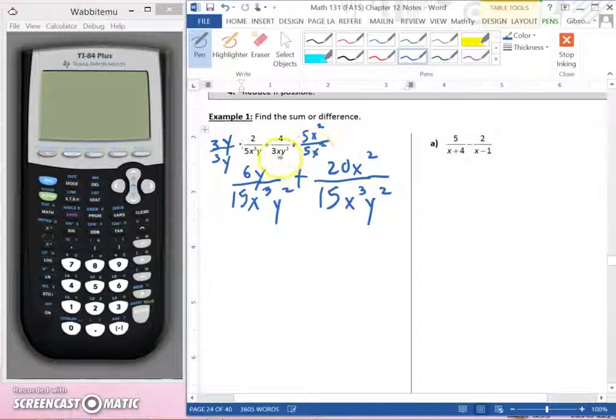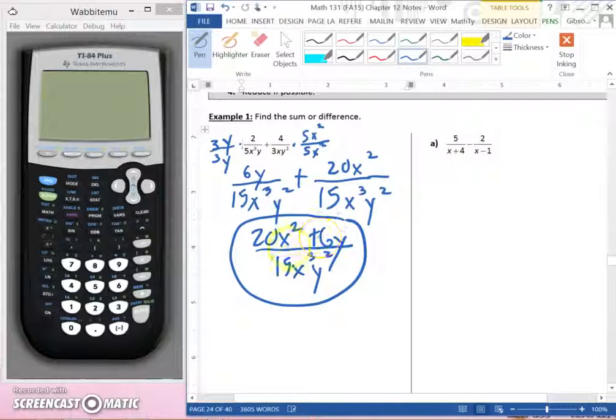And when we multiply 5x squared by 3xy squared, that will give us our 15x cubed y squared. Now we can combine the like terms. We will have 20x squared, because we typically try and write it in order, plus 6y, all over 15x cubed y squared. Now, we could factor out here, but we wouldn't be able to simplify. So this is our final answer.